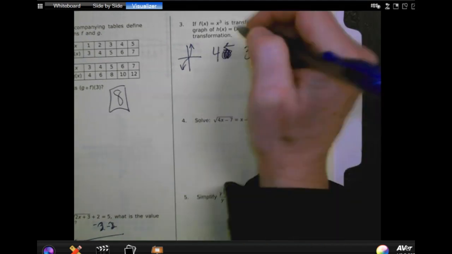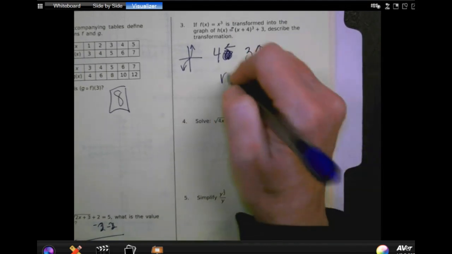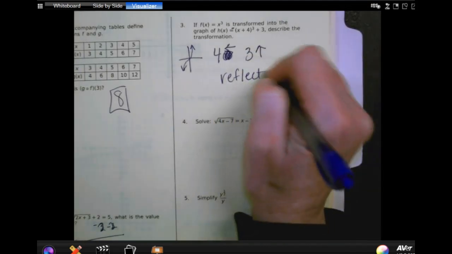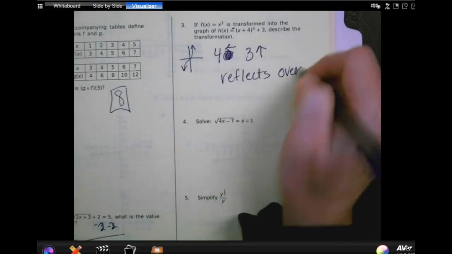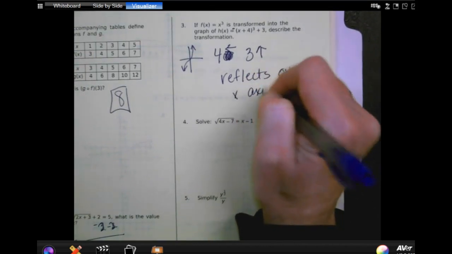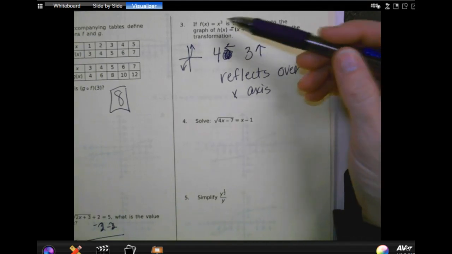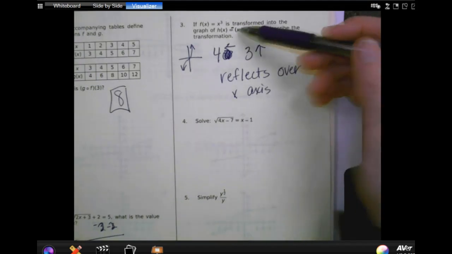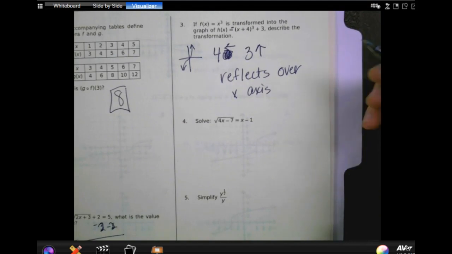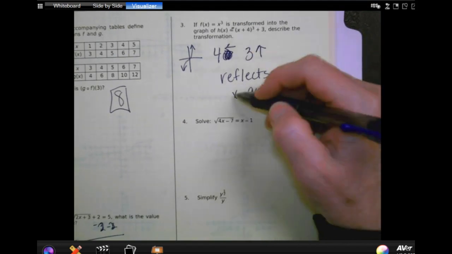So what if there was a negative in front? It reflects over the x-axis. And that's going to make a difference, right? Because it's going to be multiple choice. And so you got to pick the right one. So outside means it reflects over the x. The negative on the inside of the x would reflect over the y. But this is on the outside, so it would reflect over the x.